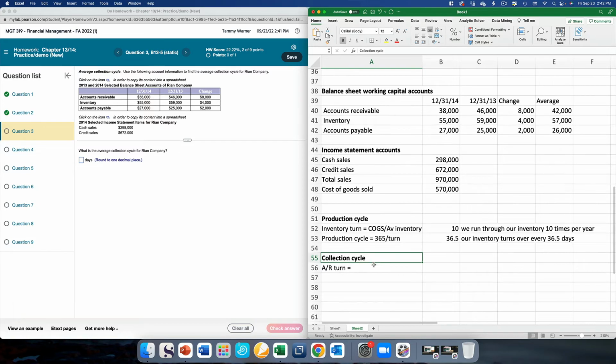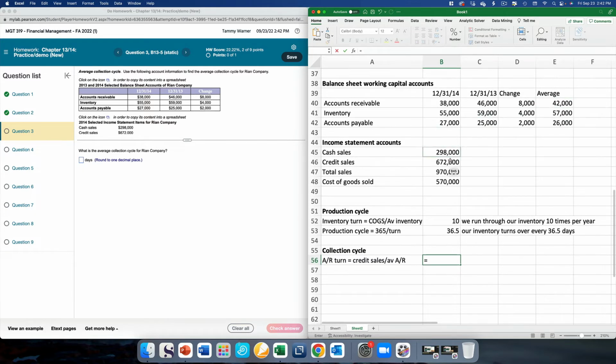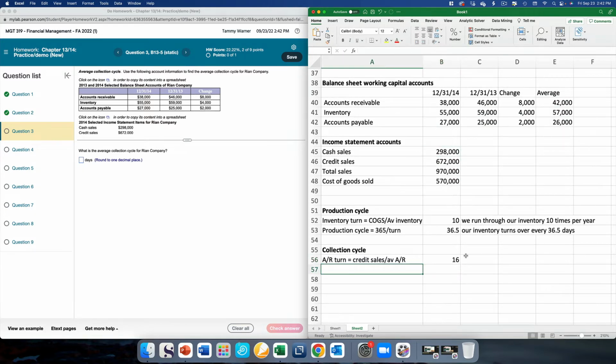Okay, so our collection cycle. First, we calculate our accounts receivable turn, which is the credit sales divided by the average accounts receivable. Okay, so that's easy enough to do. Here is our average accounts receivable. Here's our credit sales. Okay, so our AR turn is 16. That means that we clear our AR, our accounts receivable, 16 times in a year.